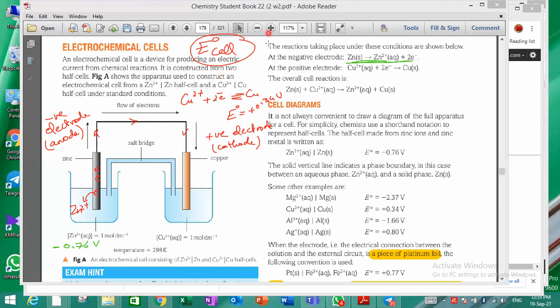But if we place here a voltmeter, which has a high resistance to prevent the flow of these electrons, then the voltage that is measured here is going to be called the E0 cell, which we sometimes call the electromotive force. But of course, in this syllabus, we are going to call it the standard cell potential. It's the voltage that is measured between the zinc electrode and the copper electrode.